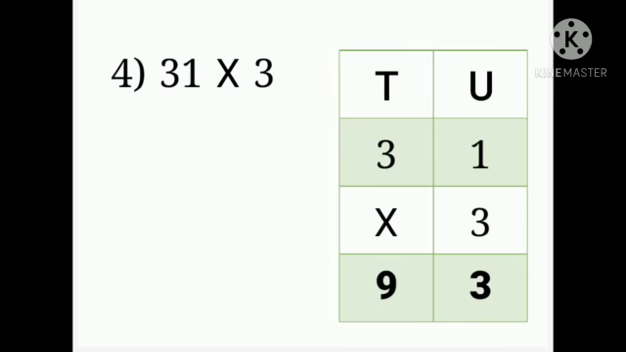Let's move on further. 31 multiplied by 3. Draw the columns, write the numbers properly in proper places and start from units place. 3 multiplied by 1 is 3. 3 multiplied by 3 is 9. So therefore 31 multiplied by 3 is 93.